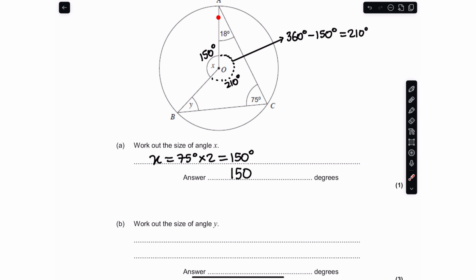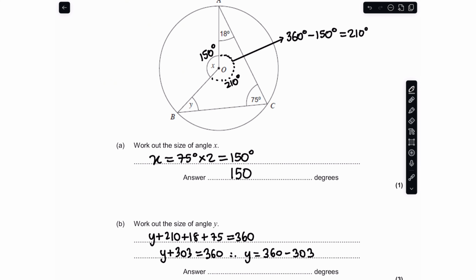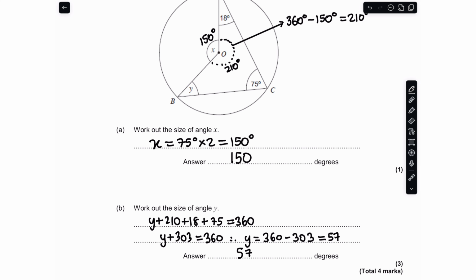We can also see that there is a quadrilateral in our circle, as I've highlighted using my marker, and the sum of the angles in a quadrilateral is 360 degrees. So that means angle Y plus 75 plus 210 plus 18 equals 360. So I'm going to go ahead and write that down. Y plus 18 plus 75 equals 360. If we simplify the left-hand side of this equation, Y plus 303 equals 360. Therefore, Y equals 360 minus 303, and that gives us a value of 57. So the size of angle Y is 57 degrees.